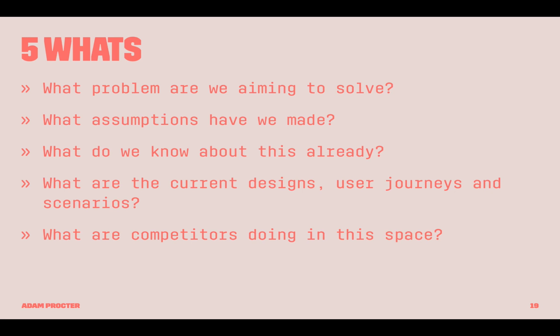So we're going to come back to that later about how you figure out those kind of things, but it's really good to write all of those down. What do we know already about this? So this is, again, another set of types of assumptions. What are the current designs, user journeys, and scenarios? And we're going to come back to user journeys as well.